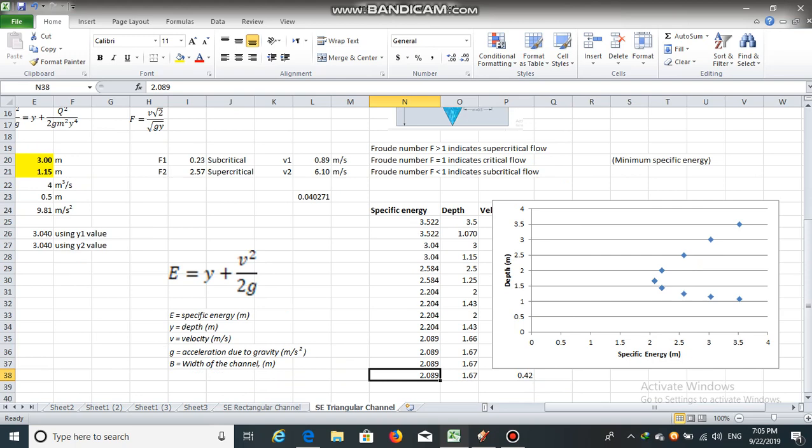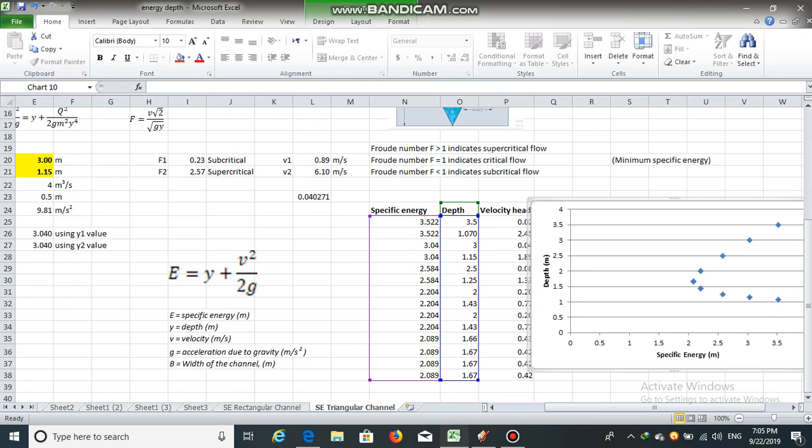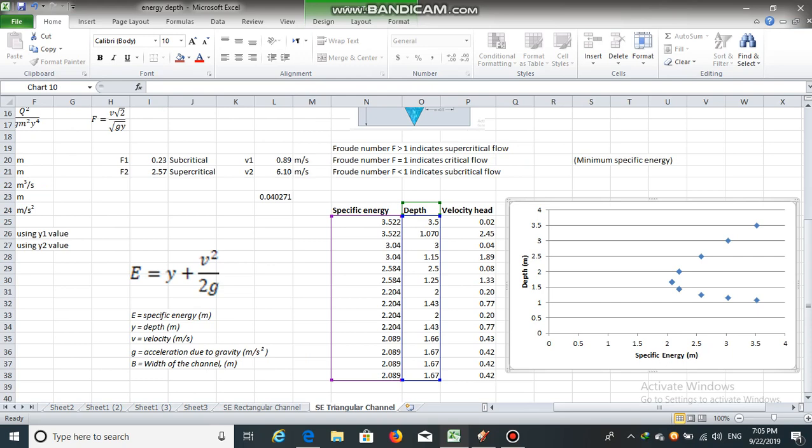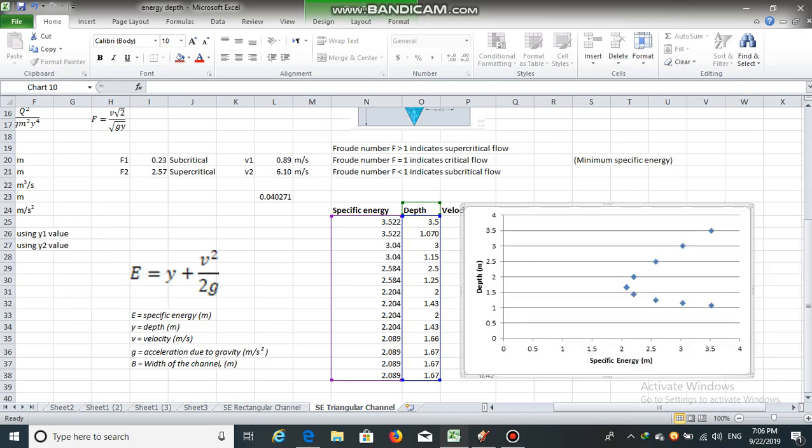And minimum specific energy in this case is 2.089, and the corresponding depth is 1.67. Specific energy is equal to depth y plus velocity head. So these are the values of velocity head and these are the values of depths. We are interested in minimum specific energy and critical depth.